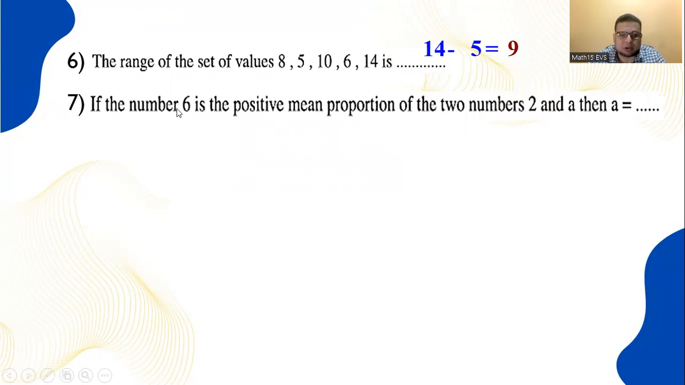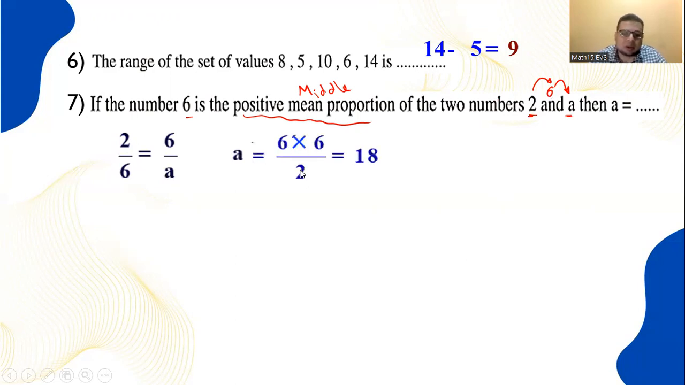Number 7. The number 6 is the positive mean proportion. You remember the positive mean proportion means the continuous or middle proportion. Between what? Between 2 and 8. So you can put 6 now in the middle. So 2 over 6 equals 6 over 8. To get the value, you make cross multiplication. 2 over 6 equals 6 over 8. So it equals 6 times 6 over 6. Will be easy.